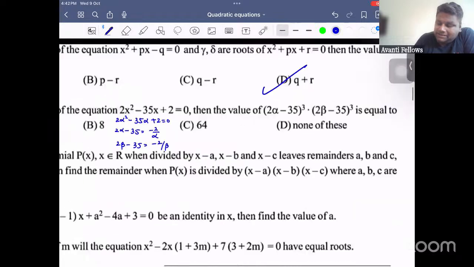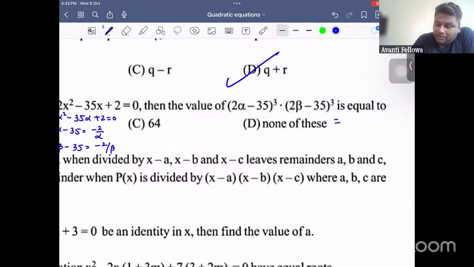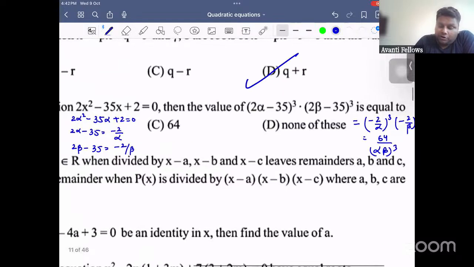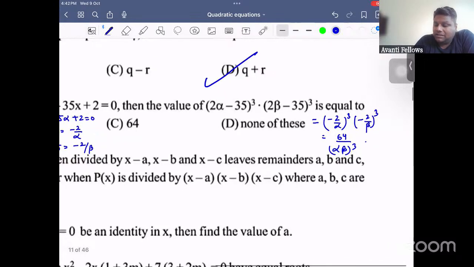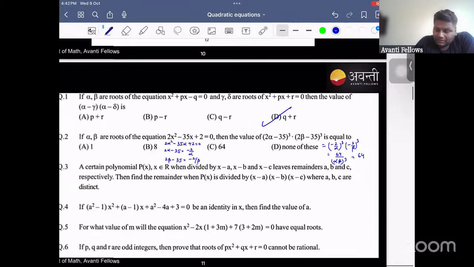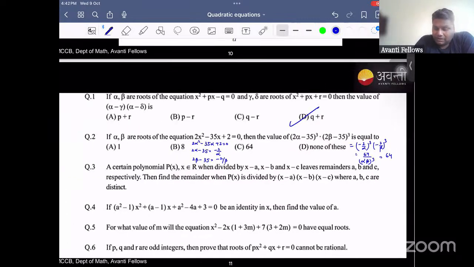Now, if I place these values here, what do I get? Minus 2 upon alpha whole cube, minus 2 upon beta whole cube. That is 64 upon (alpha beta) whole cube. Now, product of roots is 1. So, answer is 64. That's it. So simple it is. Now, this is a nice question.